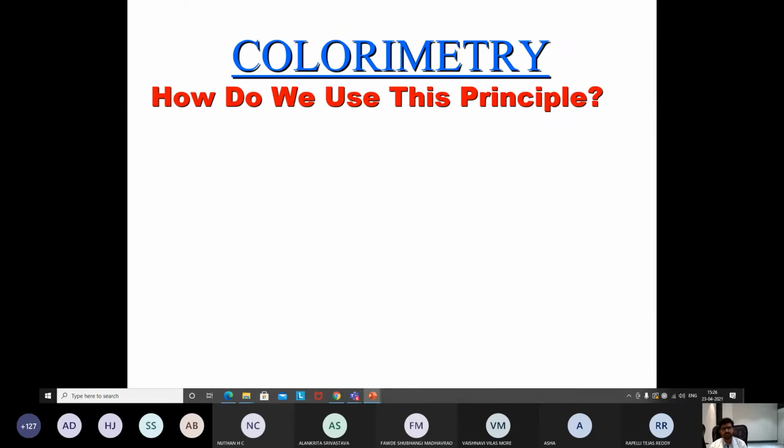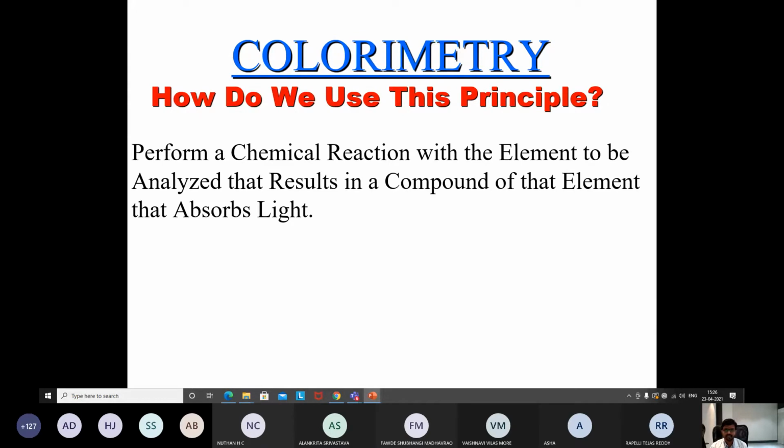So how do we use this principle? Colorimetry principle, why are we learning it? Why is it important in the biochemistry laboratory? We perform a chemical reaction with the element to be analyzed that results in a compound of that element that absorbs light. Suppose you want to estimate the concentration of glucose in a solution, how are you going to do that? There will be a chemical reaction which specifically reacts with glucose and forms a final colored substance. That color intensity will be directly proportional to the concentration of the glucose. Here I am giving you glucose as an example.